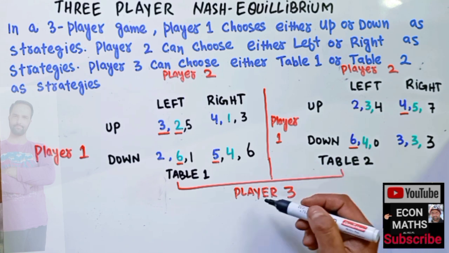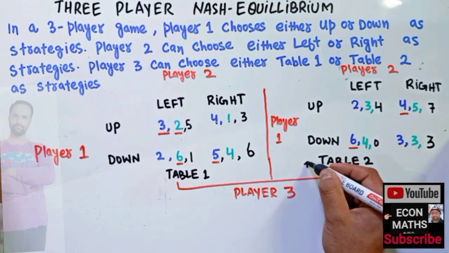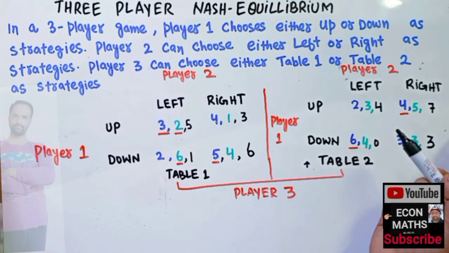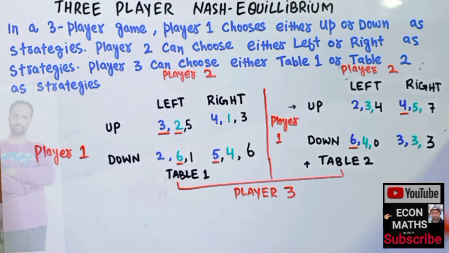Let us suppose player 3 chooses table 2nd and player 1 chooses up. Again player 2 has two options, either to go left or right. We are concerned with this row, either to go left or right for player 2. Obviously, left gives him 3, right gives him 5. So, obviously, he will choose the more, that is 5.